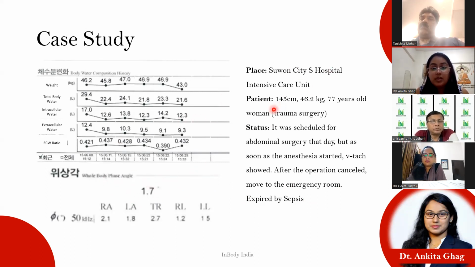In this person, who is again a 77-year-old woman who had a trauma, the person had abdominal surgery. But when we see the phase angle is dropping down, it was less than 2. The person passed away because of sepsis. If we see this report, the water levels were going really on a higher side. Weight was dropping. Her intracellular water was dropping, but extracellular water ratio was increasing. So when intracellular water drops down, that is a classic indicator there is a muscle breakdown or there is cachexia taking place in certain individuals.